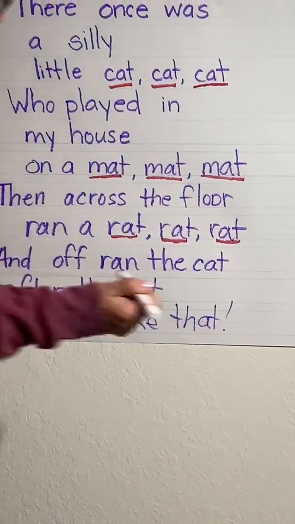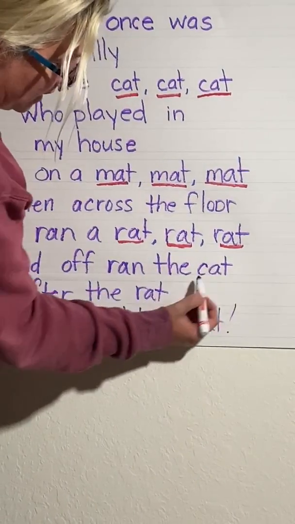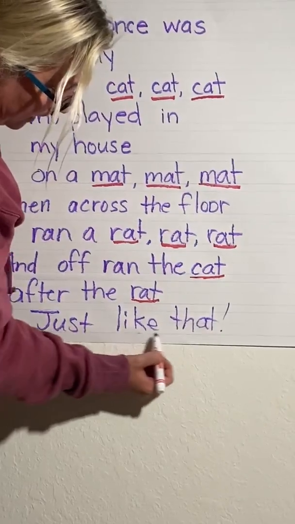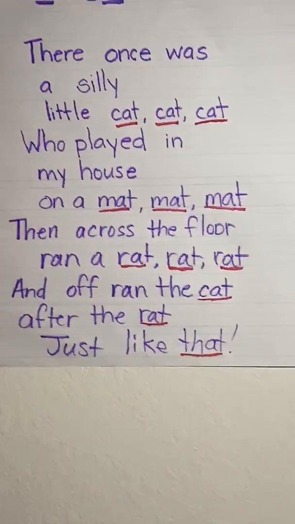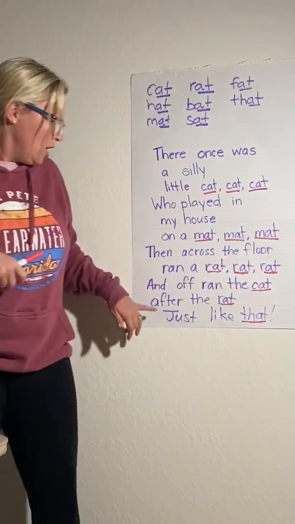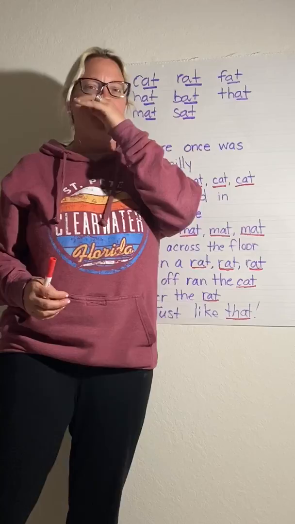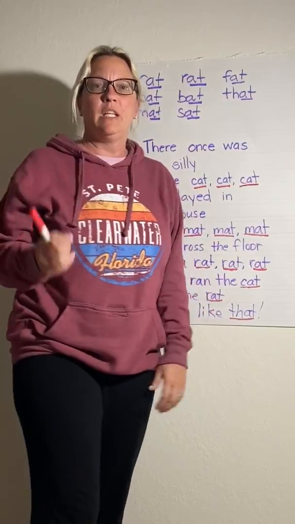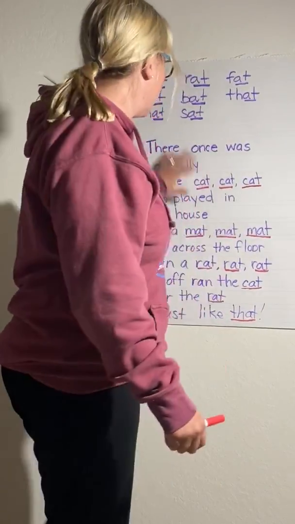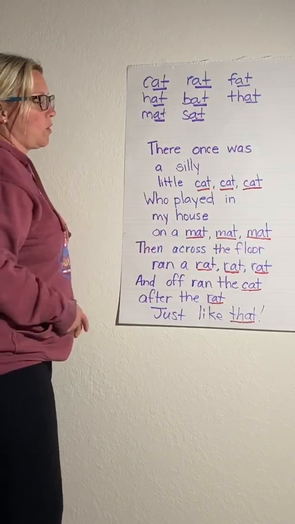And I told a little story with my poem this time, just like they did in the Frog on the Log. I told a little story that there was a cat and he was playing in my house on a mat, but then a rat crossed my house, ran a rat. So the cat chased after the rat, just like that. See, just like in the Frog and Log, remember it was splat. He jumped in the splash. He jumped in the water, remember, to get away from the bird. So I told a little story with this one.